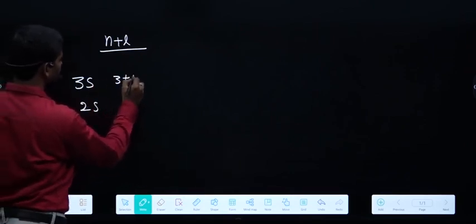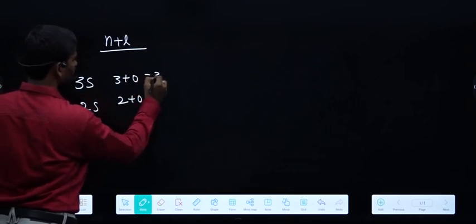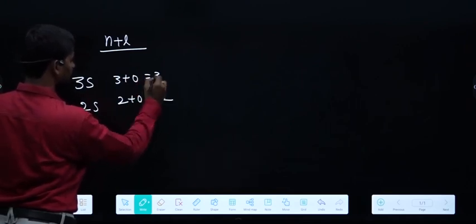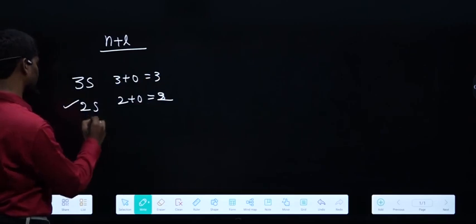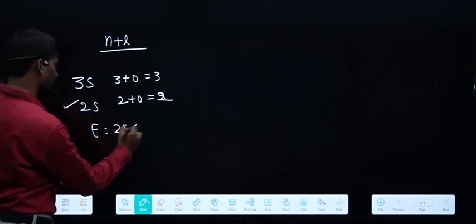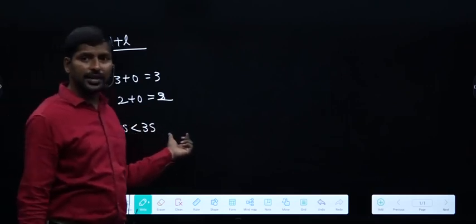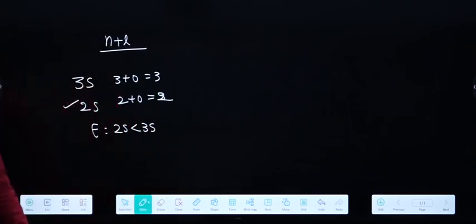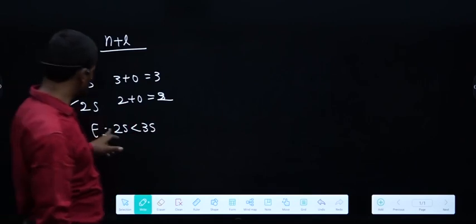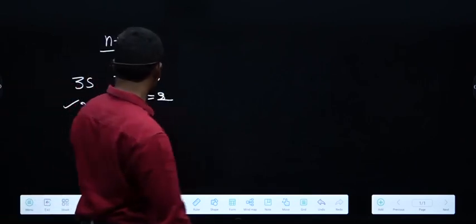3 plus 0, here 2 plus 0. So n plus l is here 3, here 2. And so it possesses lowest energy. And so the order of energy is 2s less than 3s. So first we have to fill 2s, after that 3s.